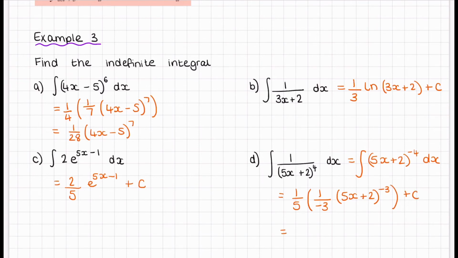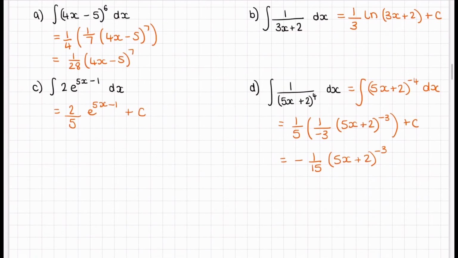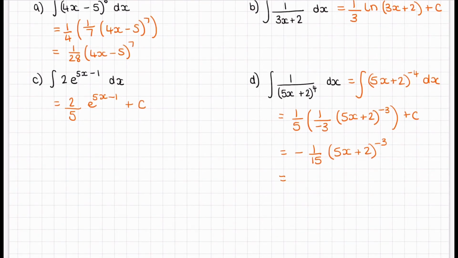Plus c, and then simplify. So it'll be minus 1 on 15, and then keep the brackets in the power as it is. Now from here, if you wanted to, we could simplify it again some more and get rid of the negative power, so it'd be negative 1 on 15 (5x plus 2) to the power of 3. And then we've got to remember our plus c's.